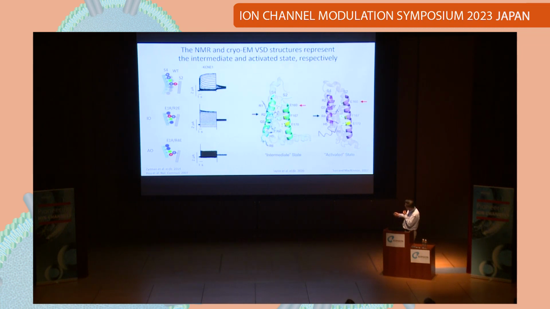So what we did was to use S4. You can see that S4 has 3 positive charges that move during activation. And when it moves, we found that it interacts with a negative charge in the S2 segment. So this is during normal activation. So what we did was to make mutations, a double charge reversal mutation.